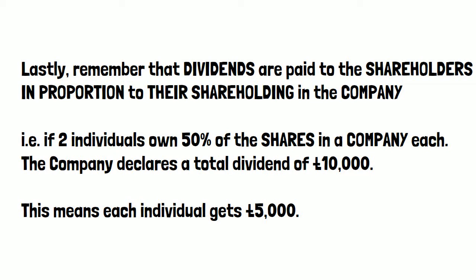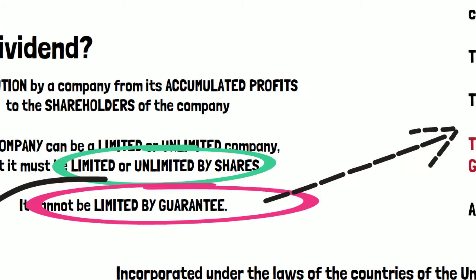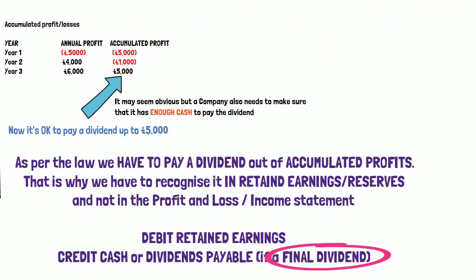So that's really it for this video. Just as a summary, a dividend is a distribution by a company from its accumulated profits, which is a distributable reserve, to the shareholders of the company. And the company has to be an unlimited or limited company by shares. Accumulated profits are all of the previous profits and losses that the company has made netted out.